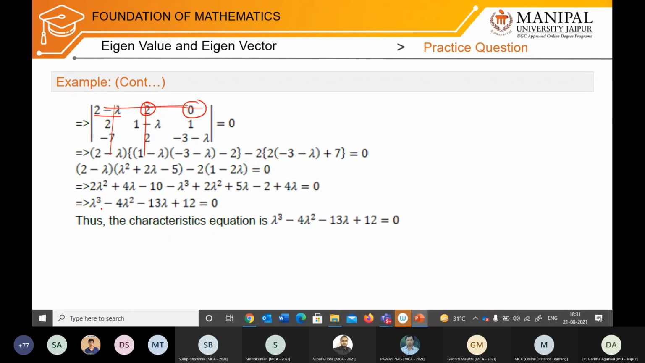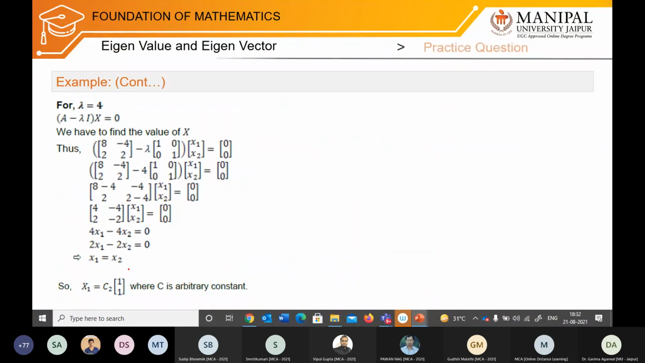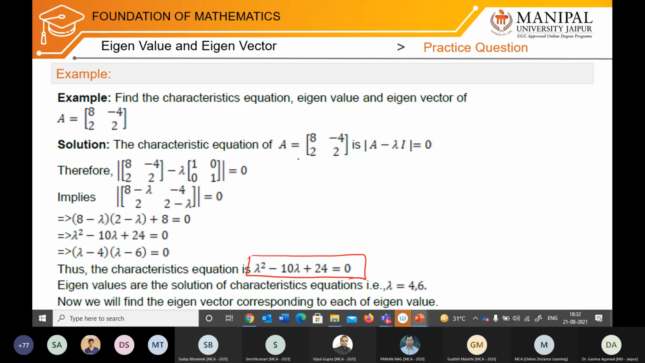And after solving, as it is a matrix of 3 cross 3 order, we get a cubic equation, which is known as the characteristic equation, right? For this matrix, as it is a 2 cross 2 matrix, we'll get a quadratic equation after solving this characteristic equation, right? And if we solve this quadratic equation, we get two values of lambda, which are known as eigenvalues. The values of lambda are known as eigenvalues.